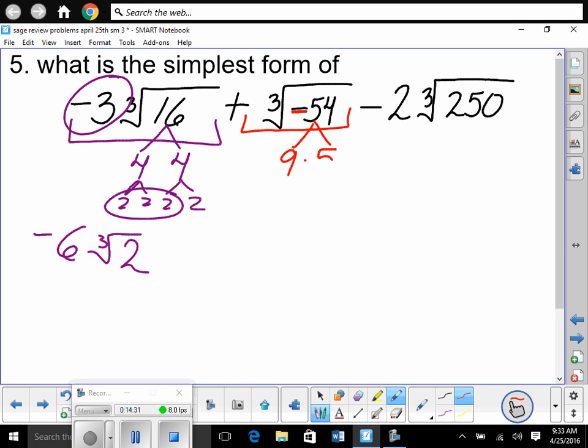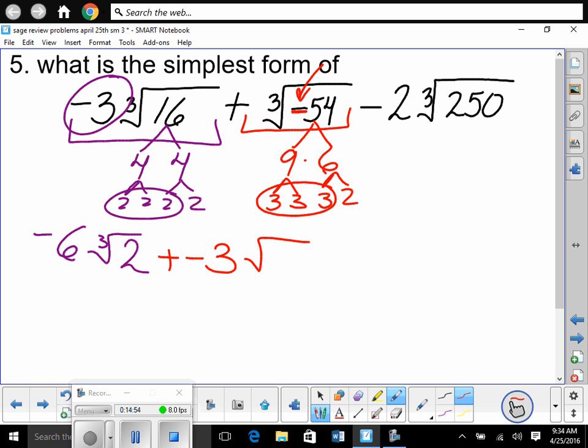9 times 6. Yeah, it's 9 and 6, good. So 9 times 6, 9 breaks down into 3, 3, 6 breaks down into 3, 2. Pulling out groups of 3 because it's a cube root, and then the negative, right? We would always plot a negative when you simplify. So it'll be plus negative 3 cube roots of 2. So looking right here, will we be able to add those together? Aren't they like radicals? Yeah.